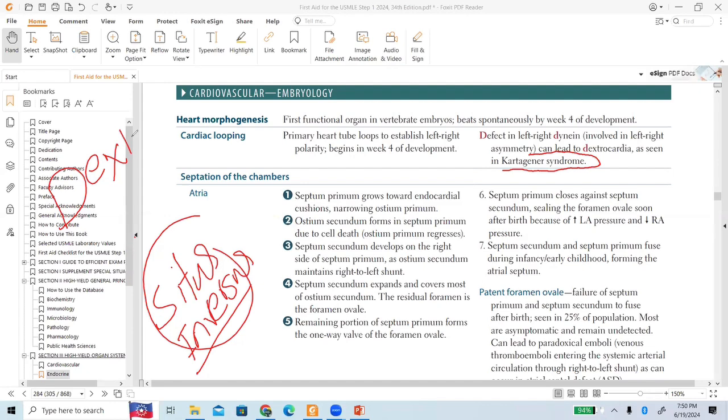So they don't ask the question in this manner. They give you the scenario explained in 10 or 11 sentences, and they ask you which thing is defective in this patient. What thing is defective in this patient? Kartagener syndrome.